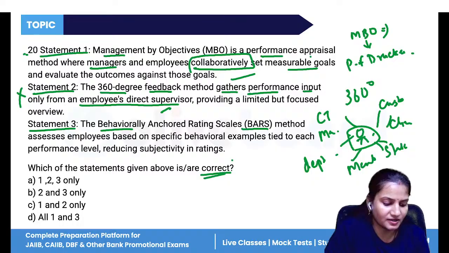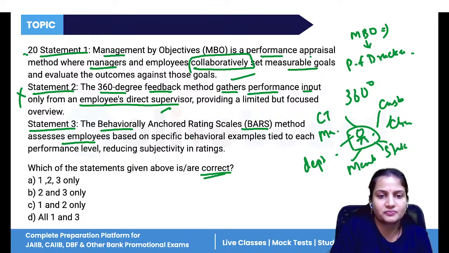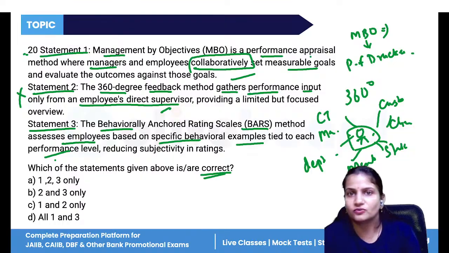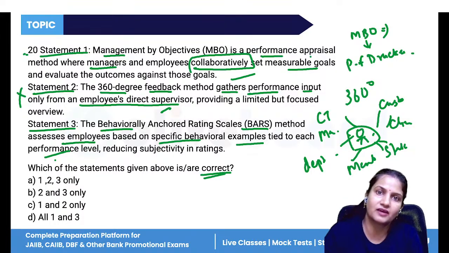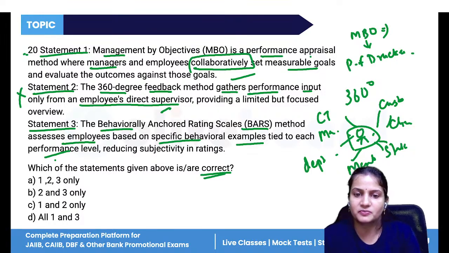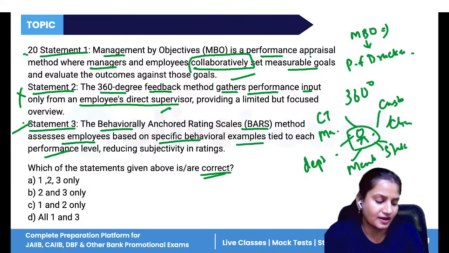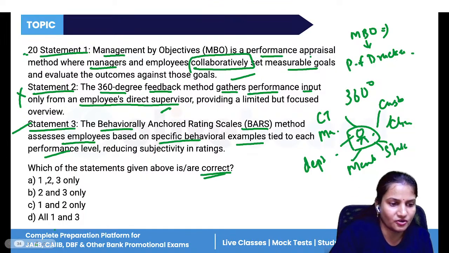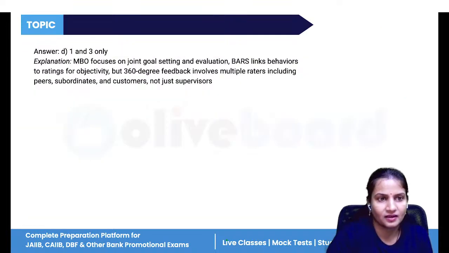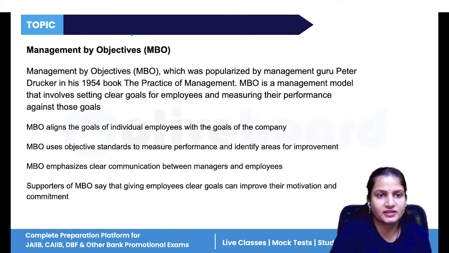Now, what is the BARS method? Assess employees based on specific behavior as examples. Yes, it is tied to different performance levels, different anchors, how you have behaved in the past. On the basis of that, the performance will be measured and the ratings will be given. So one and three both are correct. That is option B. Clear? Understood? One and three.